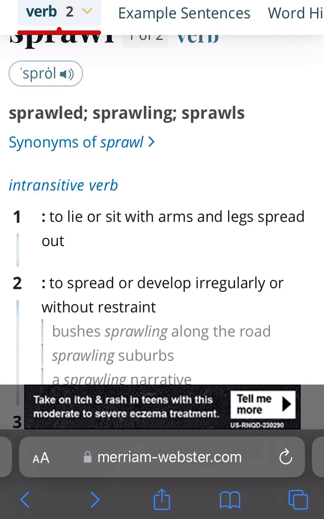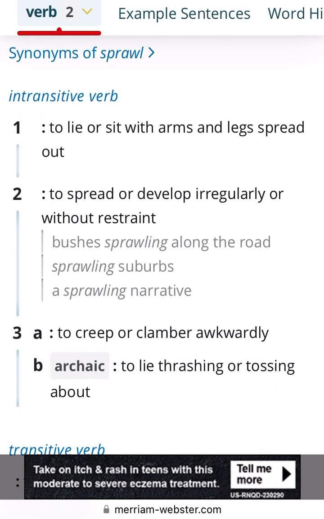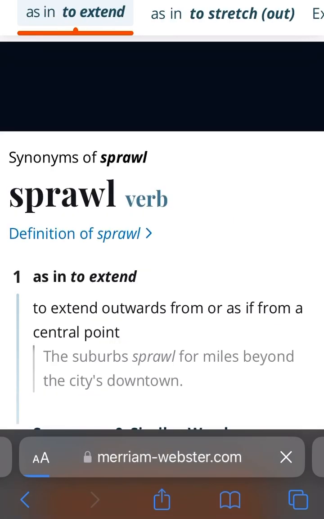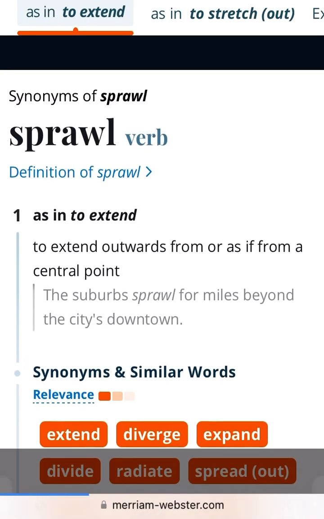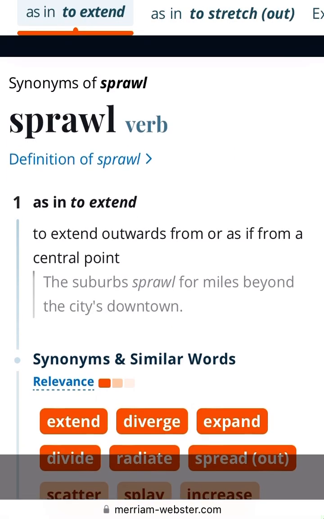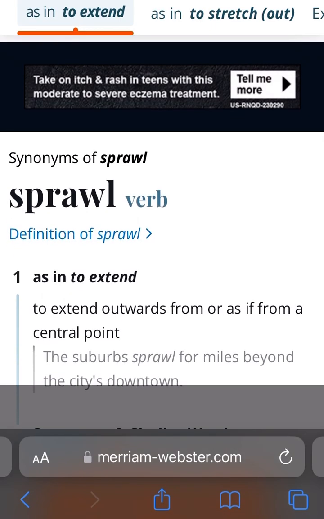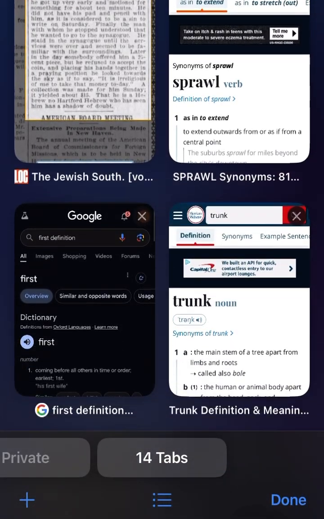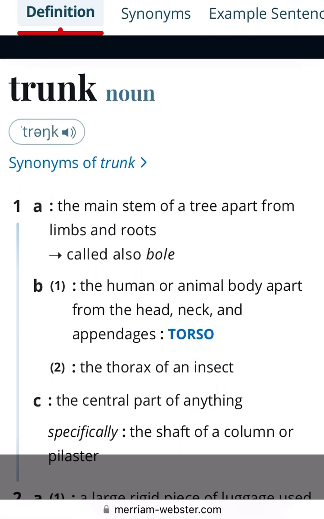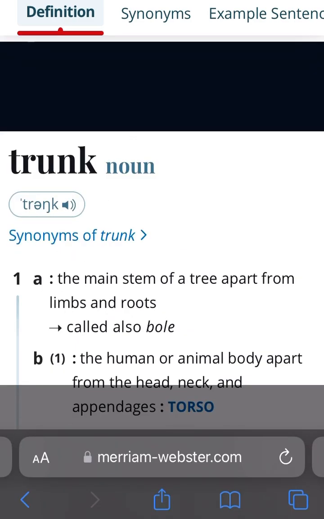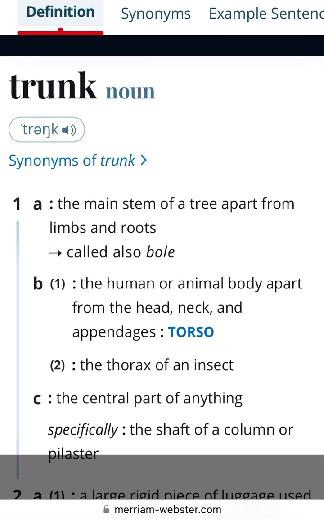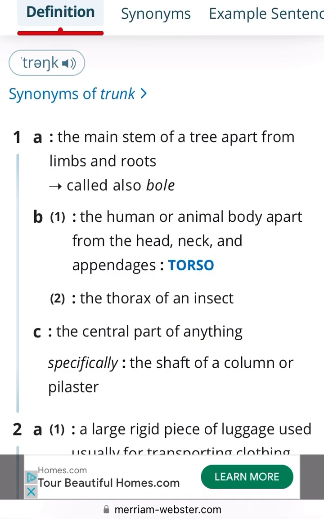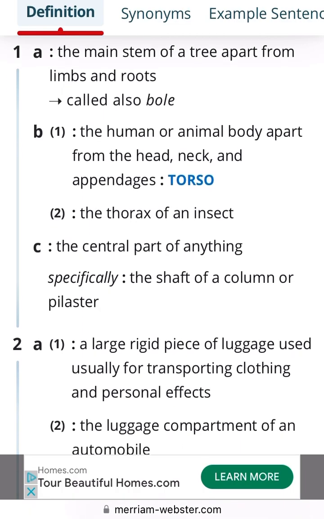All right, then it says to spread or develop irregularly or without restraint. Now I'm gonna go to the synonyms of sprawl, and it's gonna give us some more. And it says as in to extend outwards from, or as if from a central point. You see, and what will be the central point of a body? The central point of a body will be the trunk, and it says the main stem of a tree apart from the limbs and roots. It says the human or animal body part from the head, neck, and appendages, the torso, the central part of anything.